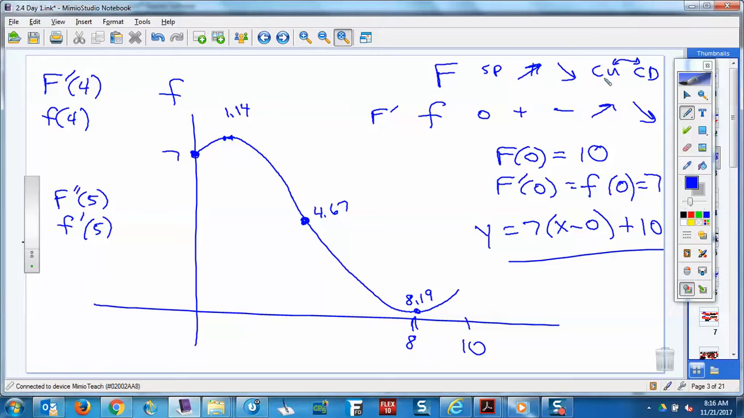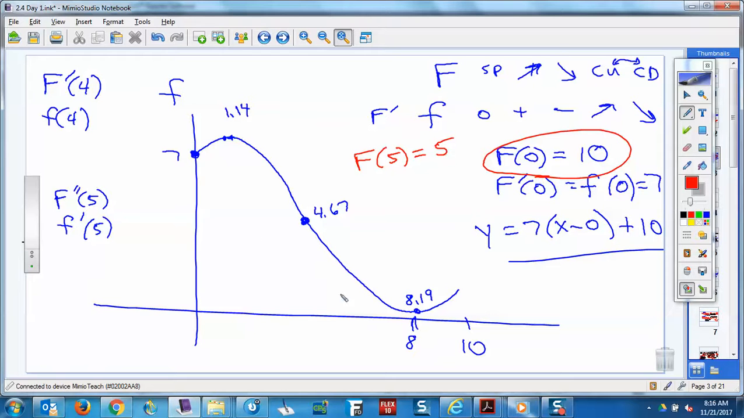Is it possible that big F of 5 equals 5? Uh-oh, what's that sound like? Speed limit law, isn't it? That's a speed limit law. Is it possible that big F of 5 is 5? Well, what do we know? We know big F of 0 is 10.